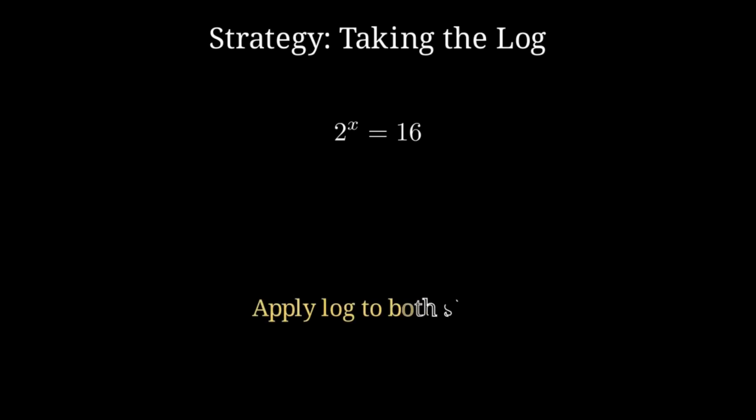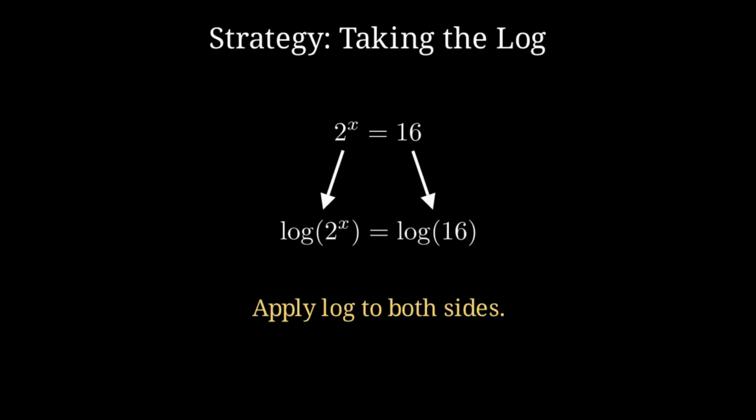Once isolated, we apply the logarithm to both sides of the equation. This maintains the balance of the equality while preparing the exponent to be moved. It is the mathematical equivalent of taking the square root to solve for a squared variable.